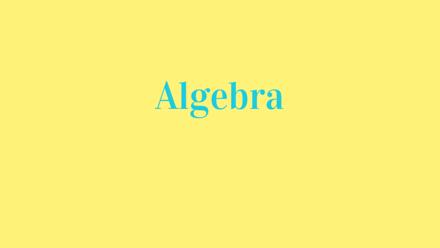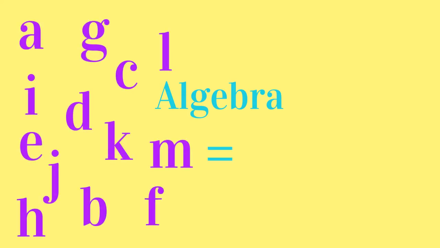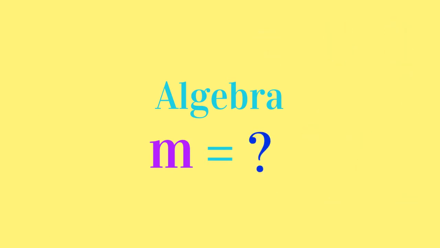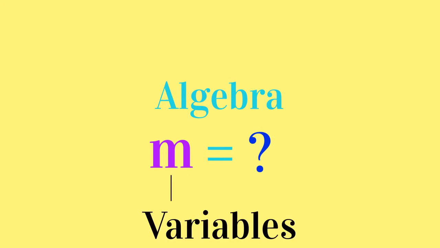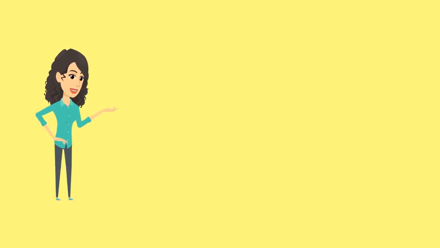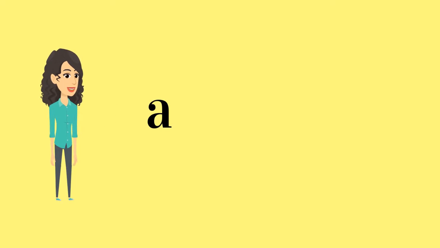Algebra is when we use a letter of the alphabet to represent a number that we don't yet know. These letters are called variables. An example would be that if we don't know how old a person is, we can represent their age by using the variable letter A. We can use these variables in calculations as you would numbers. So if A is the age of a person now, in 2 years' time, their age would be A plus 2.